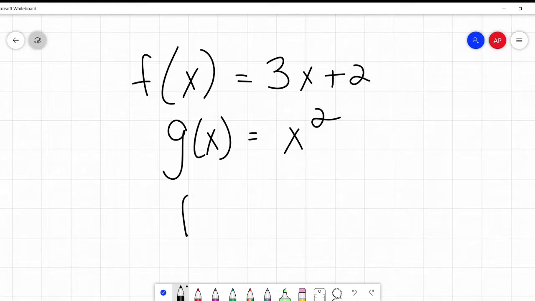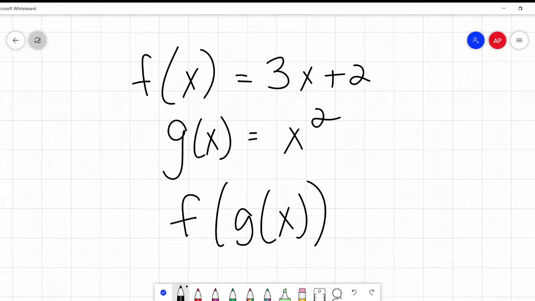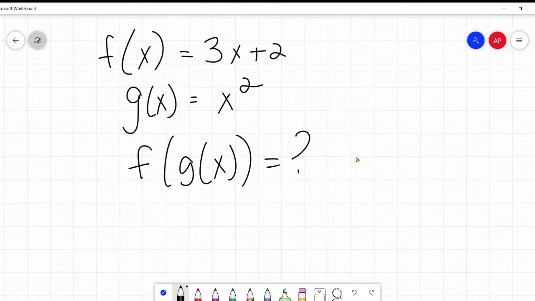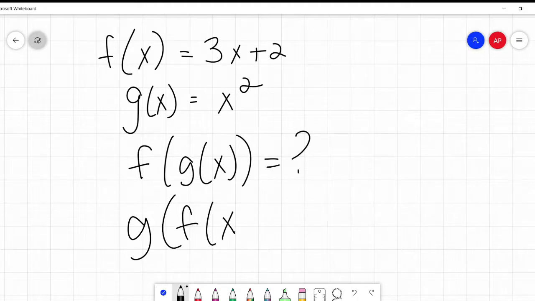What is f of g of x? And you're like, oh, goodness gracious, what am I supposed to do with this? And then just for kicks, they'll say, oh, and what is g of f of x?